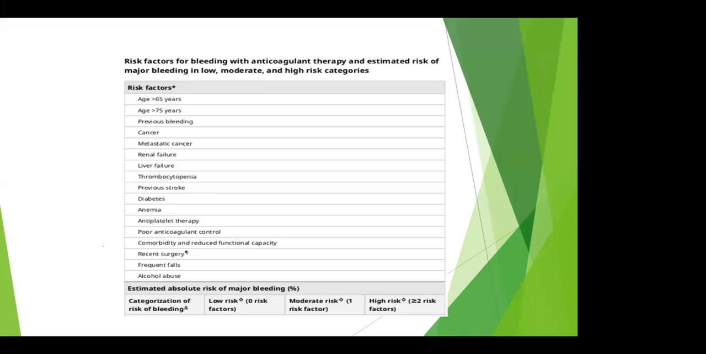So if they have 0 risk factors, they are low risk. If they have 1 risk factor, they are moderate risk. If they have 2 risk factors or more, then they are considered high risk. Some risk factors are quite common: anemia, diabetes, your age. Most of the patients we see day-to-day would fall in the moderate to high risk category of bleeding.